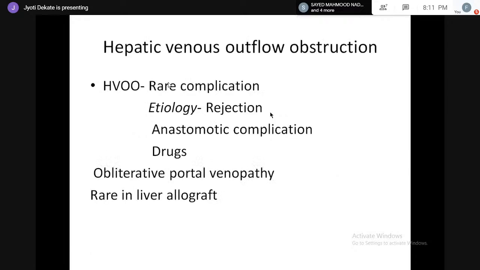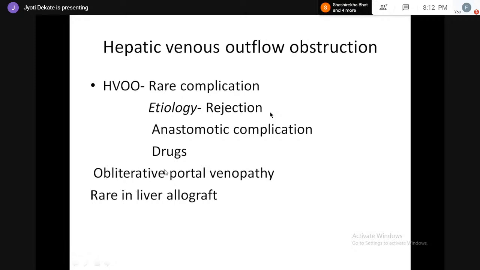This hepatic venous outflow obstruction is a very rare complication in the post-liver transplant setting, and it is mostly related to the anastomosis. Certain drugs may be implicated, and in cases where central perivenulitis is the major form of rejection pattern, in that rare situation, veno-occlusive lesions may develop, and in this patient, outflow may be compromised.